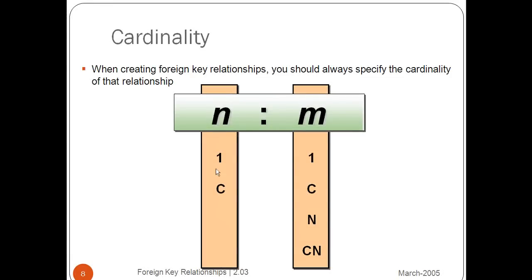So if anything is like C to C, it could have 0 to 0, 1 to 0, 0 to 1, or 1 to 1. It means the next table should also have a 1 to 1 or 0 configuration. If it is N, it could be 1 or multiple. If it is CN, it could be 0, or it could be multiple. So this is what cardinality is.